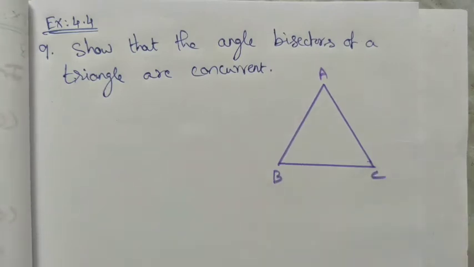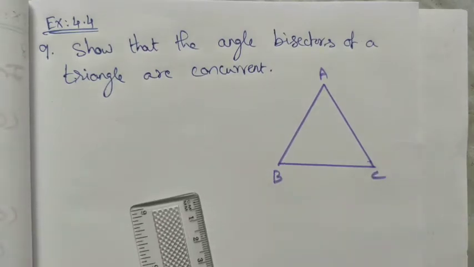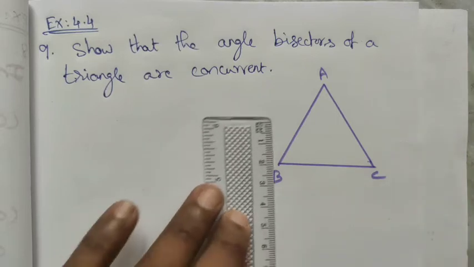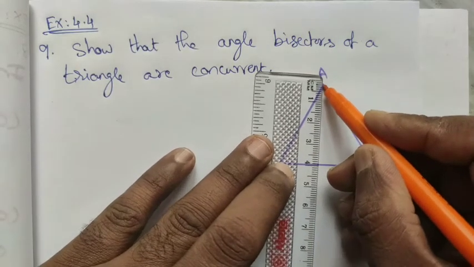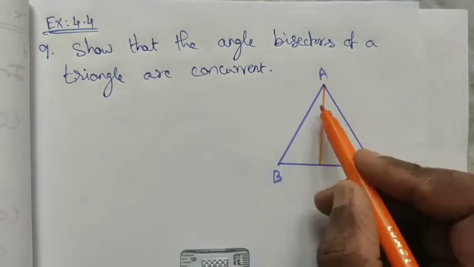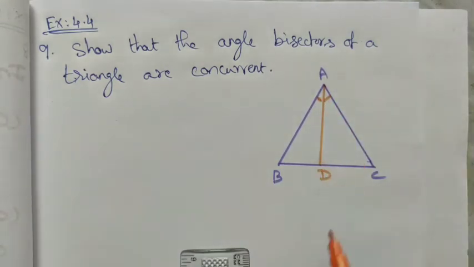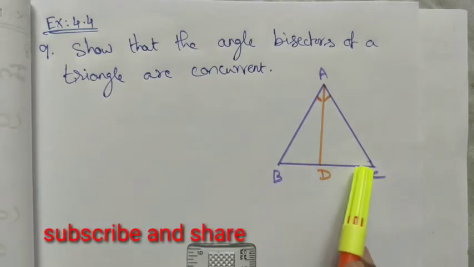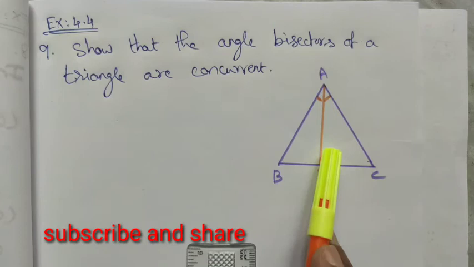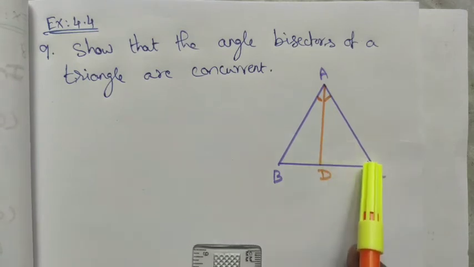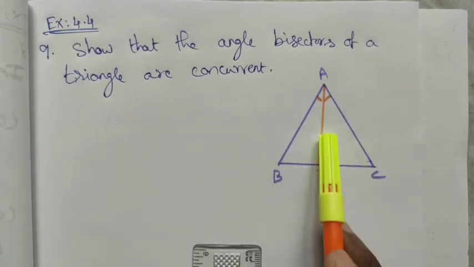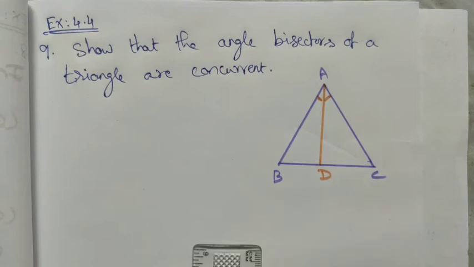Here is the angle bisector. If I draw a line from A to BC, this is the angle bisector. These two angles are equal. Now let me take this point as D. And from B and C also we have the lines. Then the point where the angle bisectors meet, we have to show that it is concurrent.